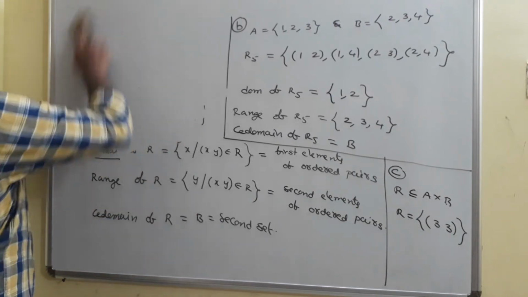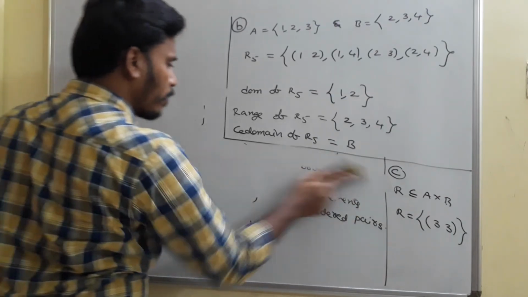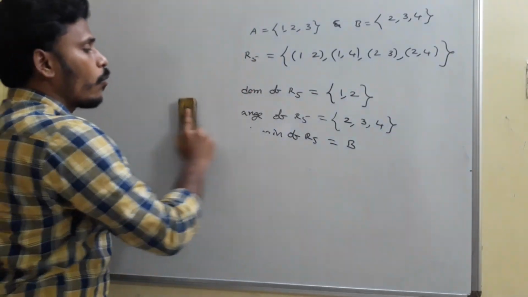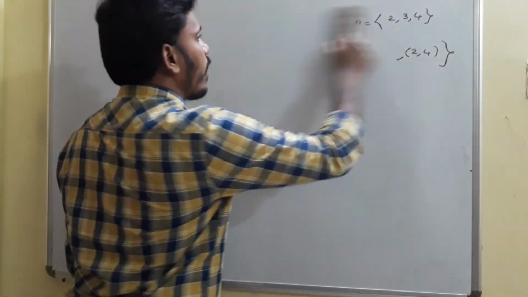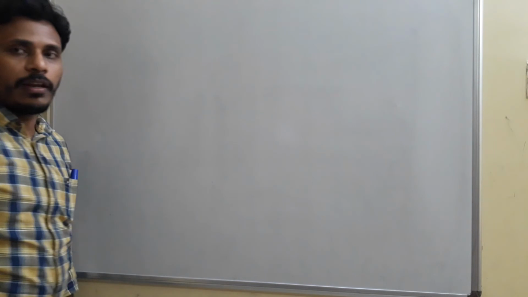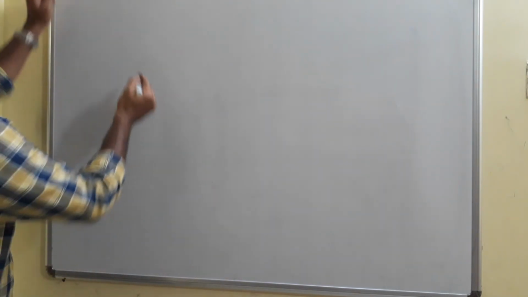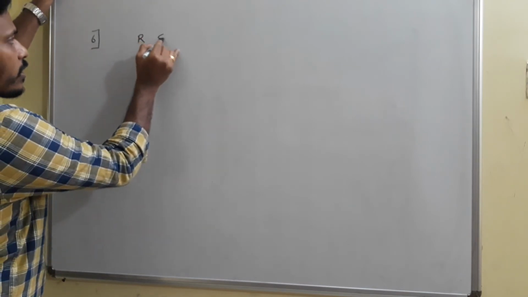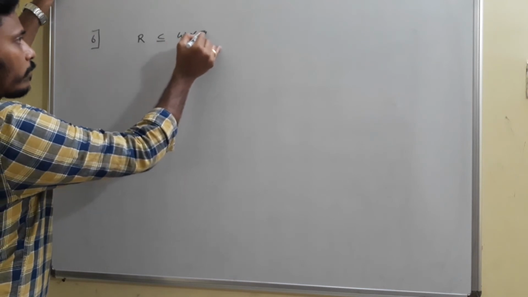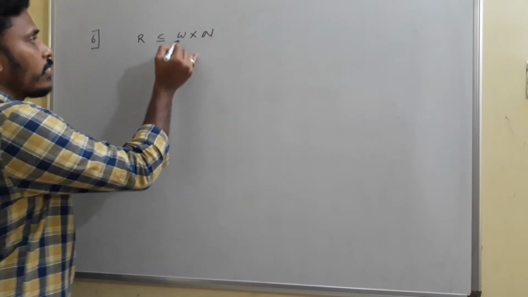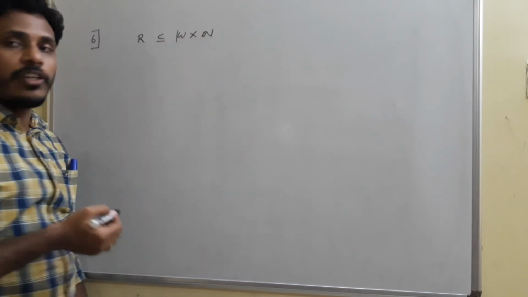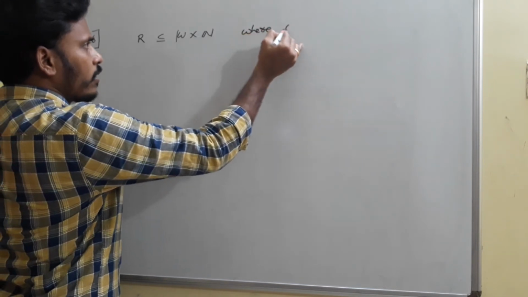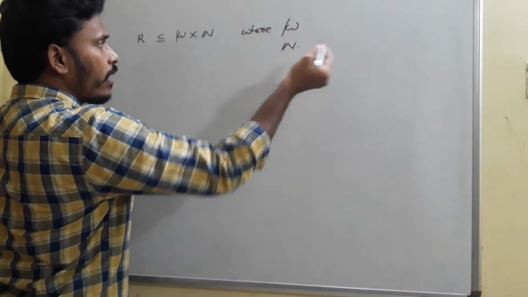Just memorize that the domain is the set of first elements of the ordered pairs of the relation, whereas the range is the set of second elements of the ordered pairs from the relation. Now suppose you take it as the sixth problem. I have a relation R which is a subset of W cross N, where set W is the whole numbers and set N is the natural numbers.